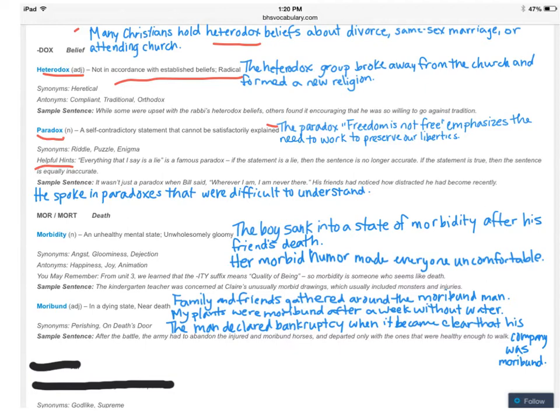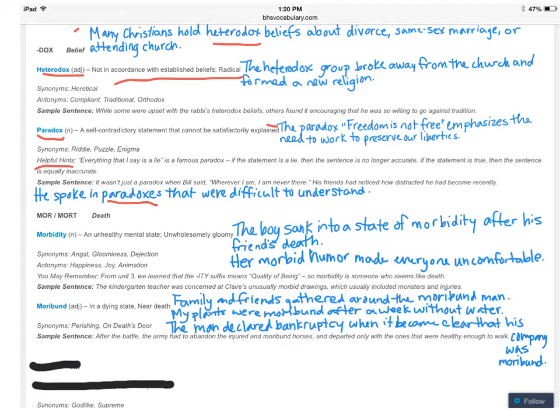The sample sentence is, it wasn't just a paradox when Bill said, wherever I am never there. His friends had noticed how distracted he had become recently. And my last example, just for how to use it, he spoke in paradoxes that were difficult to understand, is just a way to use it without actually naming a paradox.